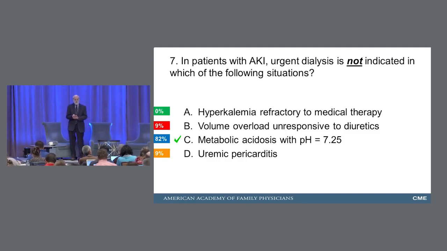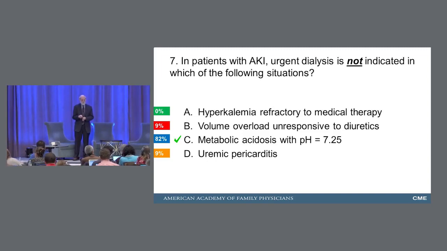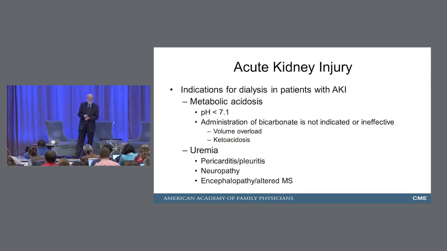Is not indicated in that patient with a reasonable pH in metabolic acidosis. So C, metabolic acidosis, pH 7.25, is the correct answer. Why do patients need acute dialysis with AKI?